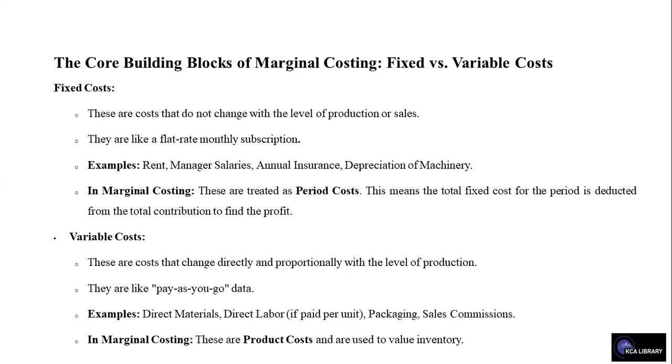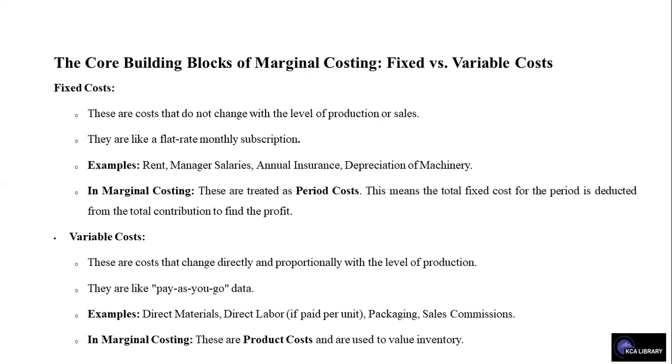the profit. And for the variable costs, these are costs that change directly and proportionally with the level of production, and they are like the pay as you go data. Examples are the direct material, the direct labor, if paid per unit, the packaging, the sales commission. These are the examples of variable cost. And in marginal costing, these are the product costs and are used to value inventory.